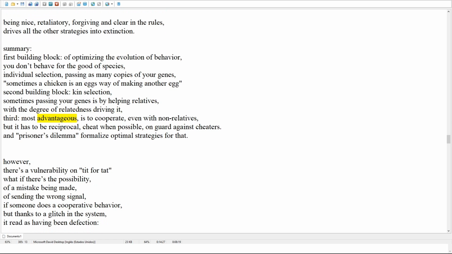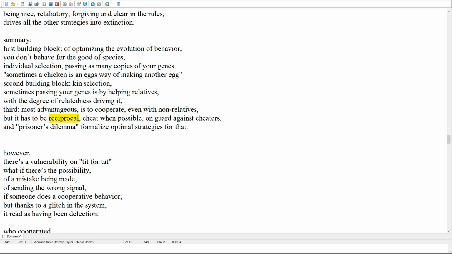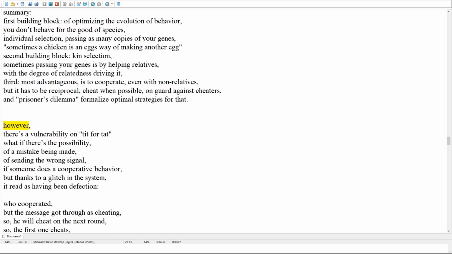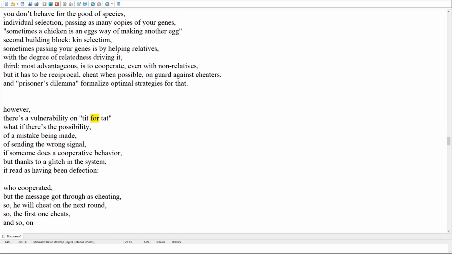Third, most advantageous, is to cooperate, even with non-relatives. But it has to be reciprocal: cheat when possible, and be on guard against cheaters. And the prisoner's dilemma formalizes optimal strategies for that. However, there's a vulnerability in tit for tat.